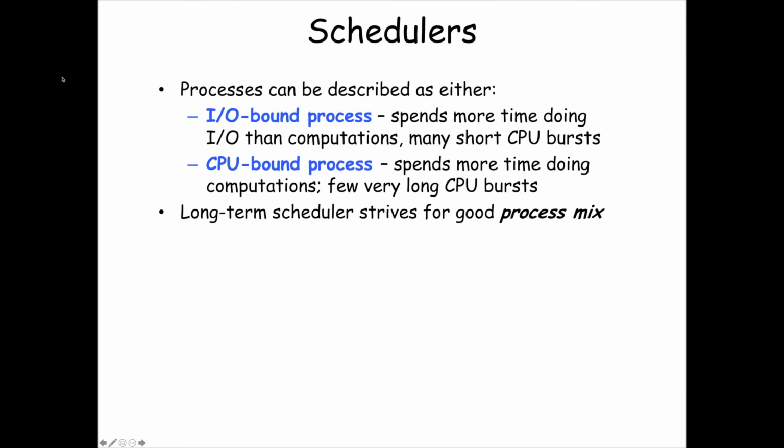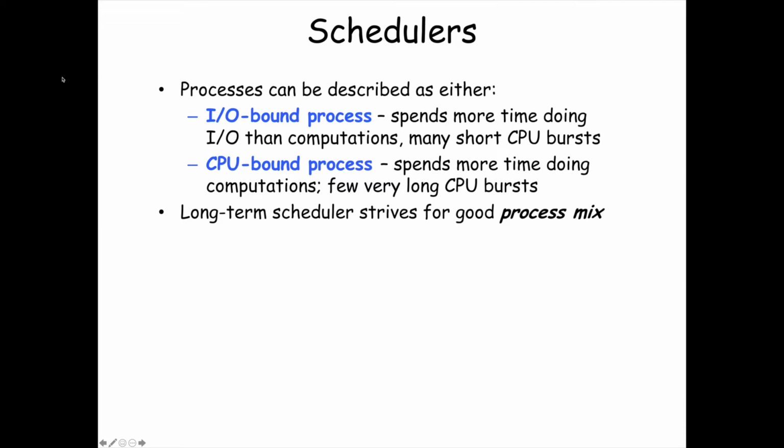And so the long-term scheduler strives to have a good mix of these types of processes, the IO-bound and compute-bound. Compute-bound makes a lot of use of the fractional time for the CPU, whereas IO-bound, they're going to be waiting a lot. And so if you have a general-purpose machine and you have the majority of your processes as IO-bound, you're not going to realize very good throughput and you're not going to make efficient use of all the hardware.